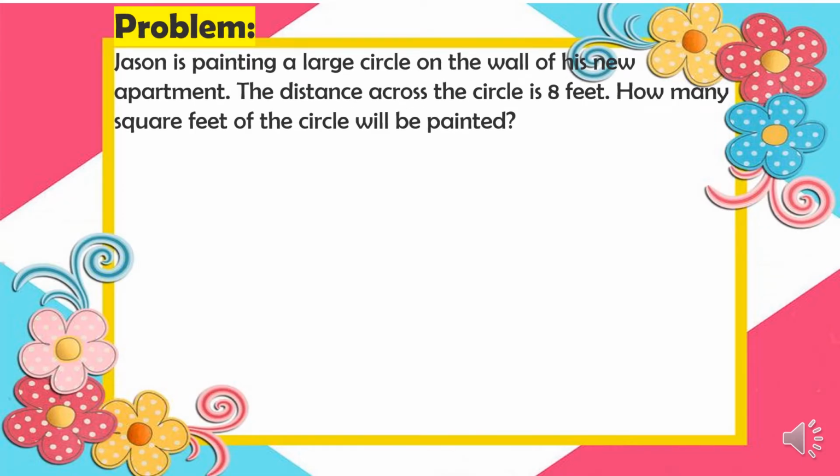Let us take this problem. Jason is painting a large circle on the wall of his new apartment. The distance across the circle is 8 feet. How many square feet of the circle will be painted? So let us have the solution.